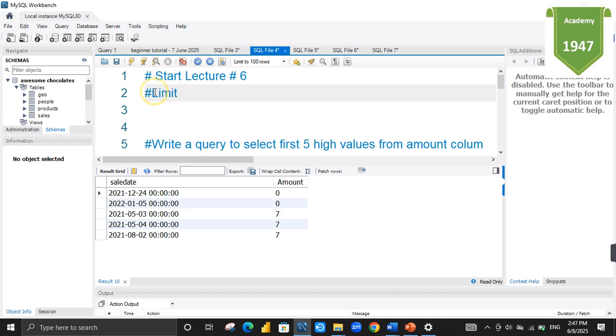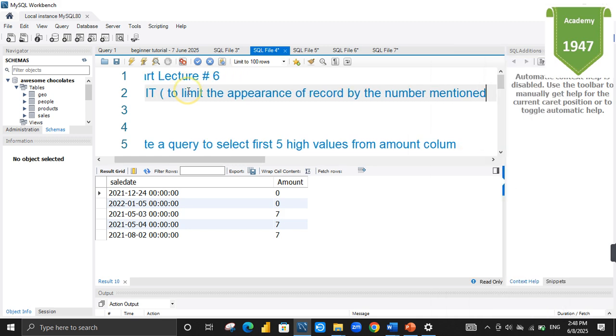Lecture number 6 is about limit. The keyword limit in SQL is used to limit the appearance of records by the number mentioned.